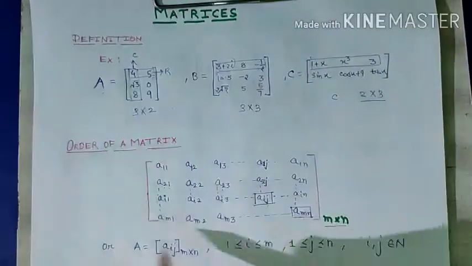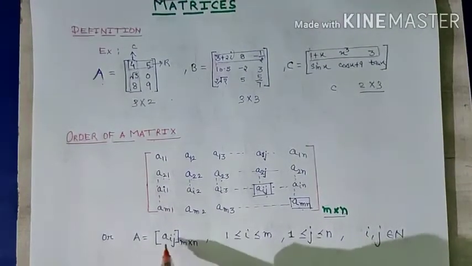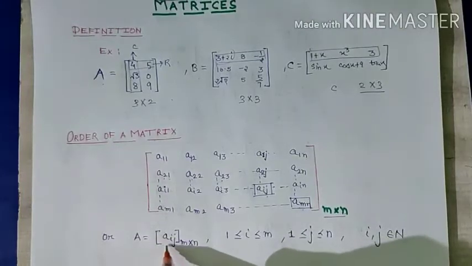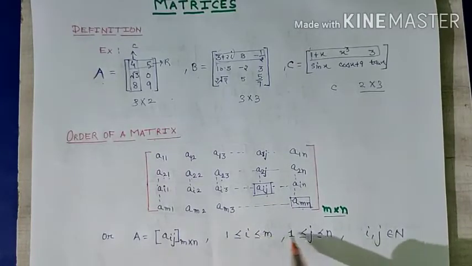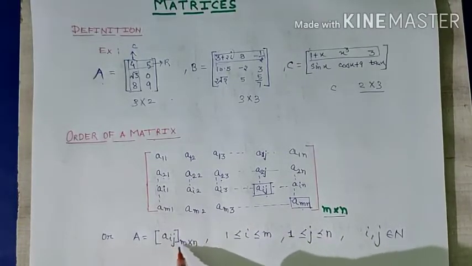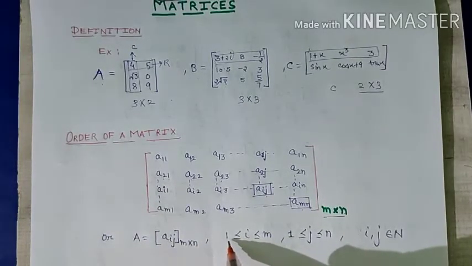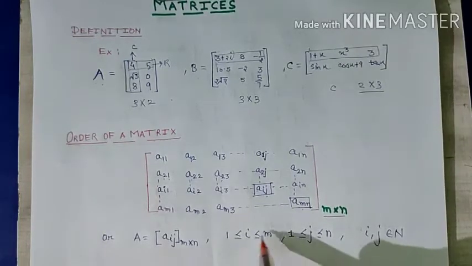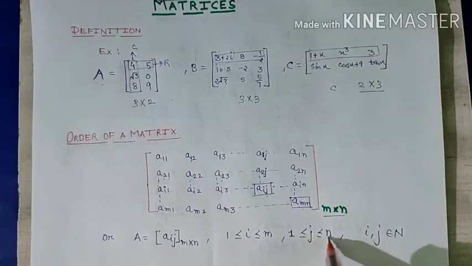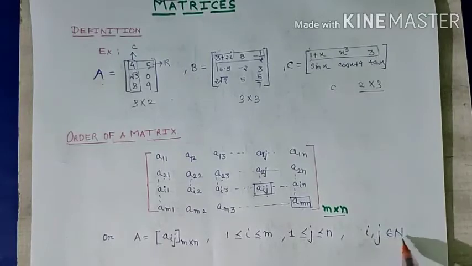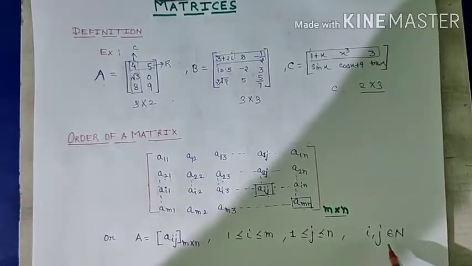We can represent this whole matrix in this short way also. A equals Aij in square brackets, m by n. Simple. Here you have to know a few more things about i, j, m and n. This i will be between 1 and m and could be equal to them. Similarly, j could be between 1 and n, and could be equal to these two numbers. And here i, j will belong to capital N, meaning natural numbers.